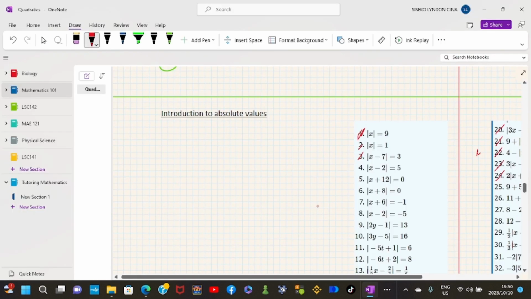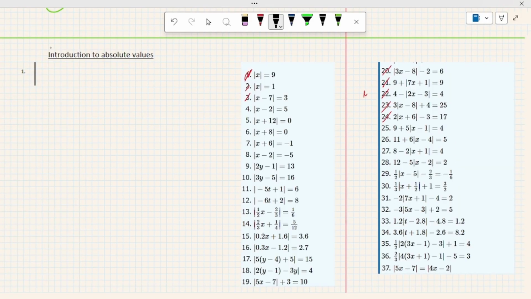Right, so we're gonna dive deep into solving the equations of absolute values, and hope that we get everything done in time. So basically, we're gonna do the first question, which is the most basic one. It says that the absolute value of x is equal to 9.